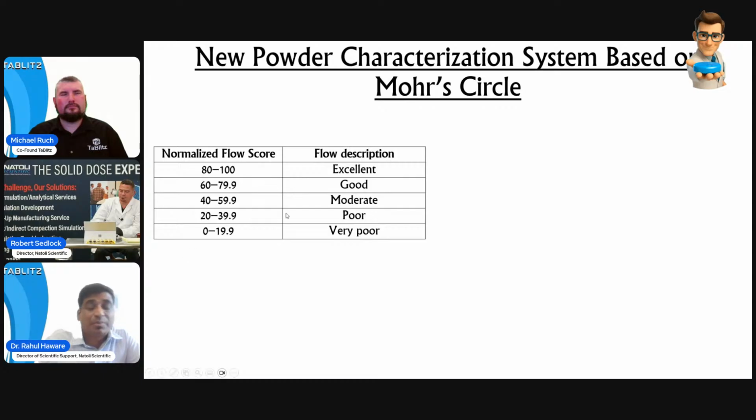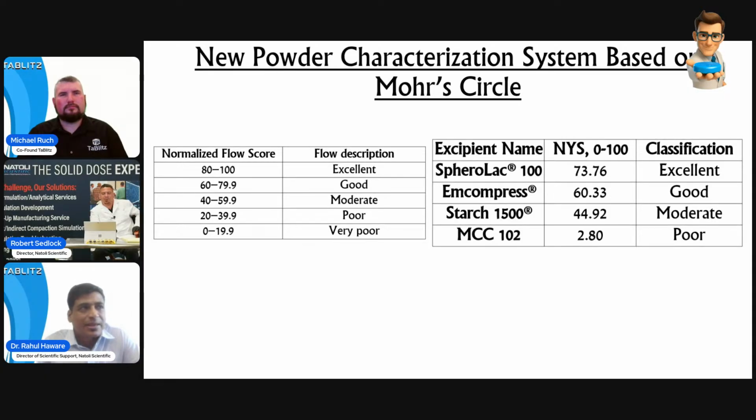But this score is based on important powder properties like cohesion, major principal stress, unconfined yield stress, as well as flow function and angle of internal friction. And look at the classification. Yeah, I would like to mention, just like with the Hausner ratio and compressibility index, you've got poor, very poor, very, very poor, right? So you see MCC 102 is at poor. Doesn't mean you can't run it, just means you can have some challenges.